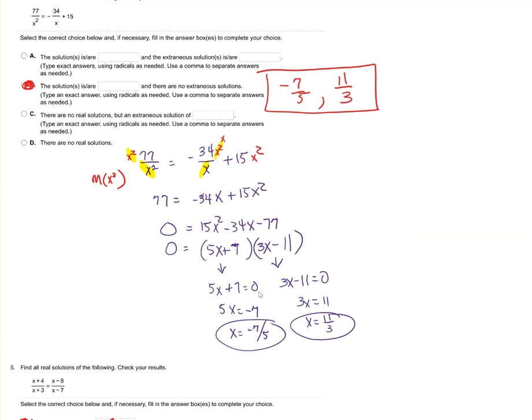So 5x plus 7 is 0. 5x equals negative 7. X equals negative 7/5. 3x equals 11. X is 11 over 3.